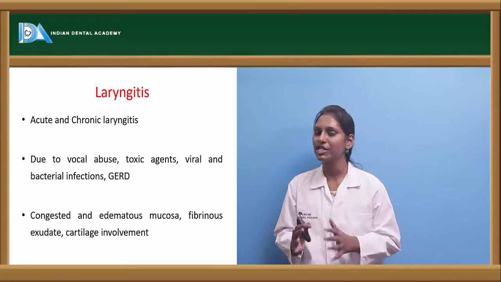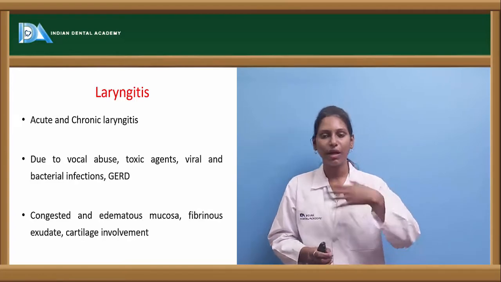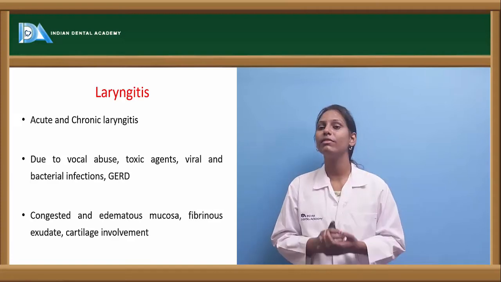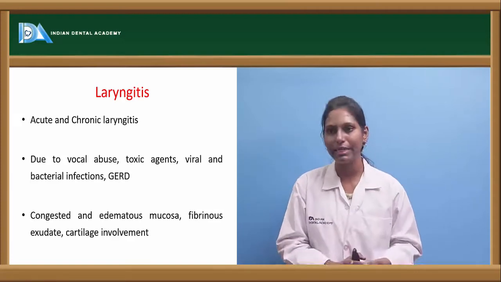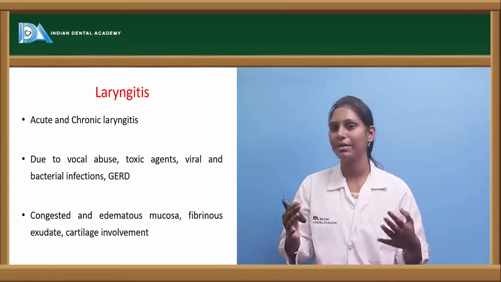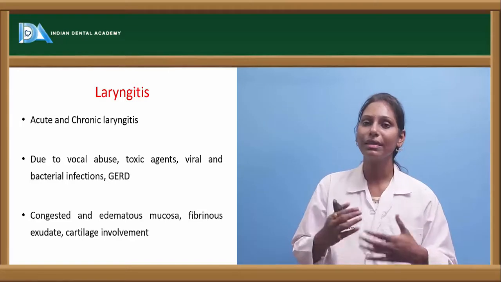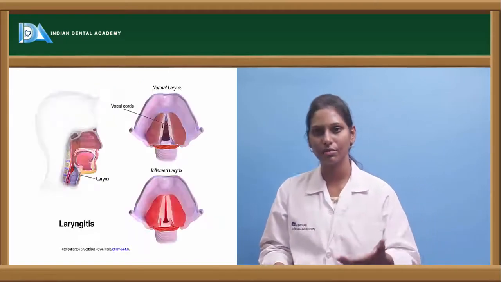Normally, in the pathophysiology, the larynx affected by laryngitis will usually be congested and edematous, with mucosa that will further have fibrinous exudate, and then there could be cartilaginous involvement also in the later stages of laryngitis.